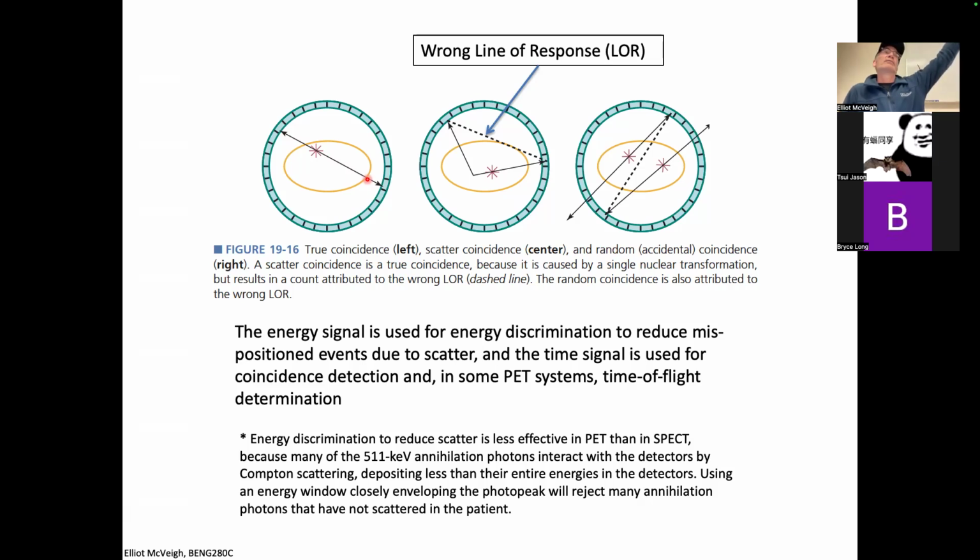Basically the raw data at the end in PET is just all those lines in time, just which line. So you have a detector pair and an event, and it's just a list. That's the data for the raw data.